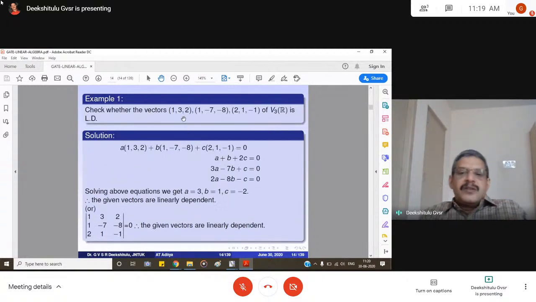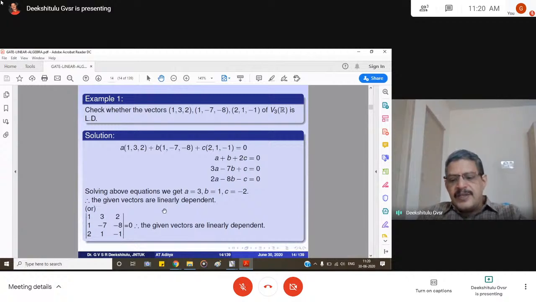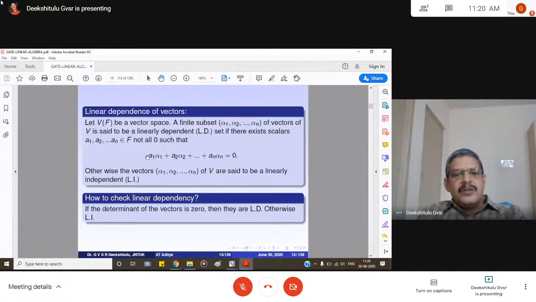Check whether the vectors (1, 3, 2), (1, minus 7, minus 8), (2, 1, minus 1) are linearly dependent. One classical approach is we have to find a1, a2, a3. So here a, b, c are arbitrary constants. I have taken a into (1, 3, 2) plus b into (1, minus 7, minus 8) plus c into (2, 1, minus 1). Whenever this is 0, if all the constants are zeros without any alternative, then we say they are linearly independent. If at least one of the constants is not equal to 0, then we say linearly dependent.